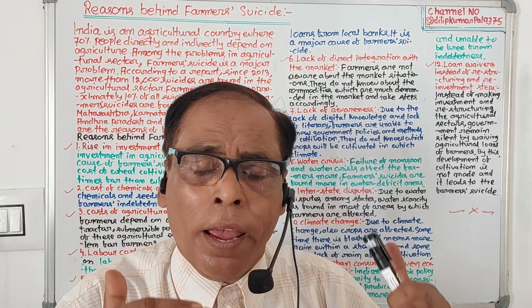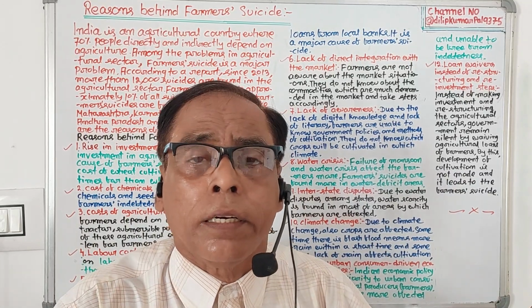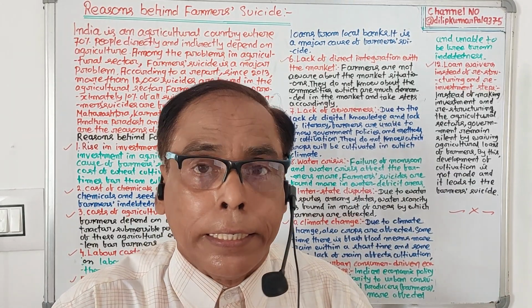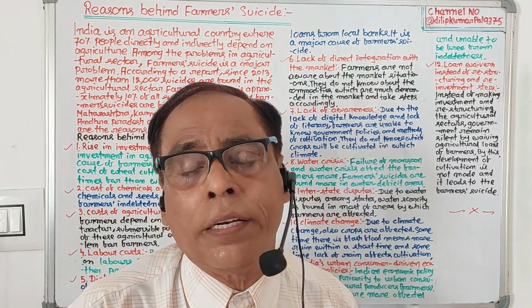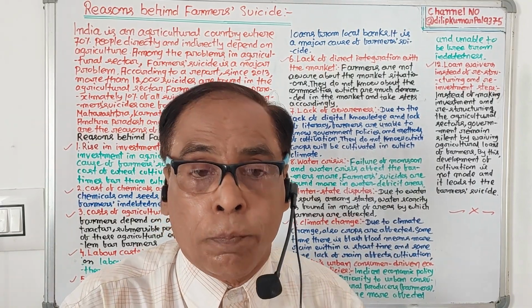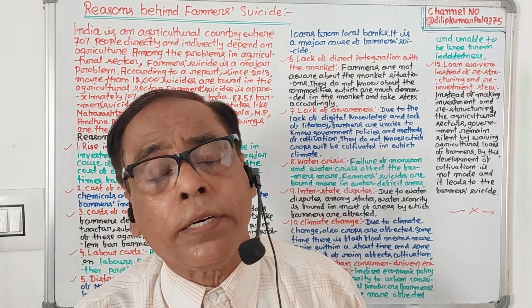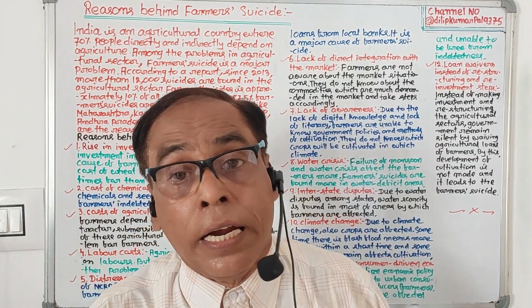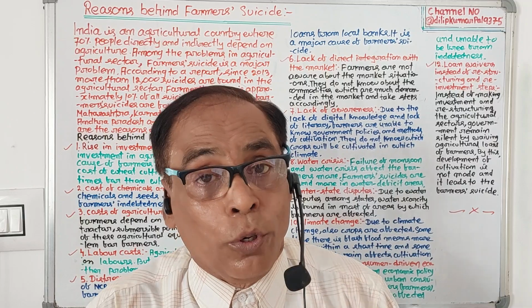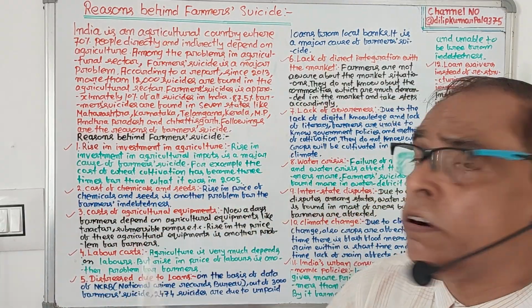It means by this, the agriculture sector remains as it is. There is no development in the agriculture sector. So, as agriculture sectors are not developed, farmers' condition remains as it is. It leads to farmer suicide. So, all these are the causes of farmer suicide.